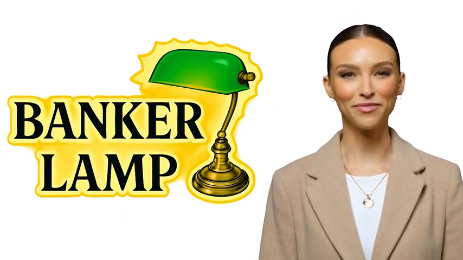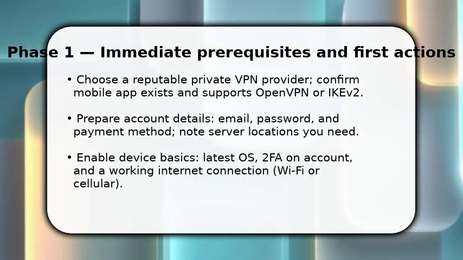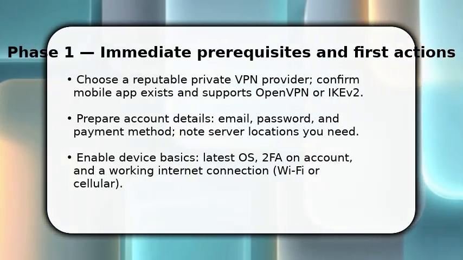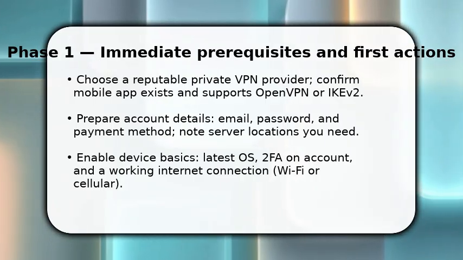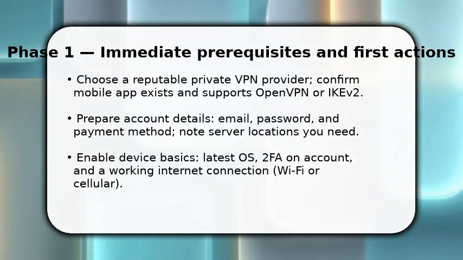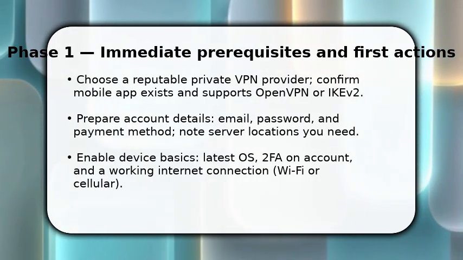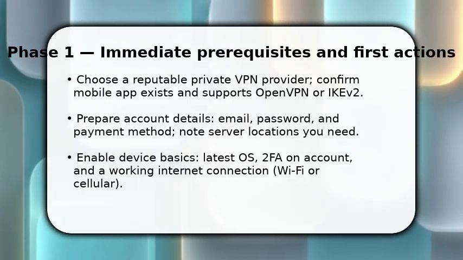Please enjoy the video. You start by confirming prerequisites and opening the VPN app. Sign in with your account, enable two-factor authentication if available, and accept permissions. Once done, select the connection protocol, OpenVPN or IKEv2, because protocol choice affects speed versus security.